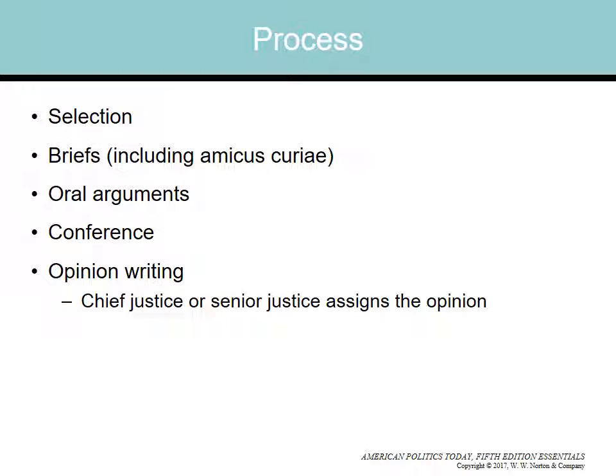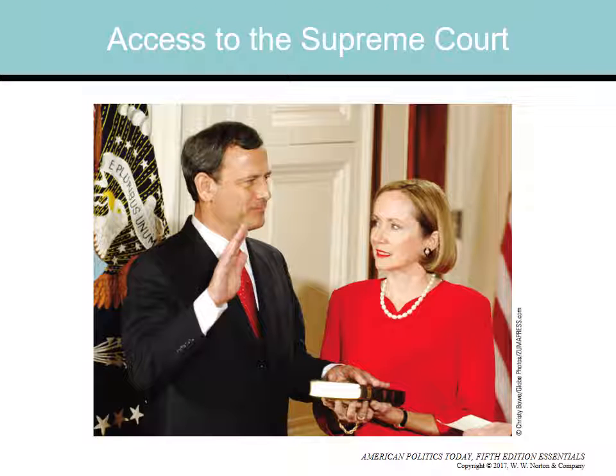And then opinion writing. The Chief Justice or Senior Justice assigns the opinion to be written. If he or she is in the majority, the Chief Justice decides who will write the majority opinion. Otherwise, the most senior justice in the majority makes this decision. Since being named Chief Justice in 2005, John Roberts has spread opinion writing duties fairly evenly among the judges.